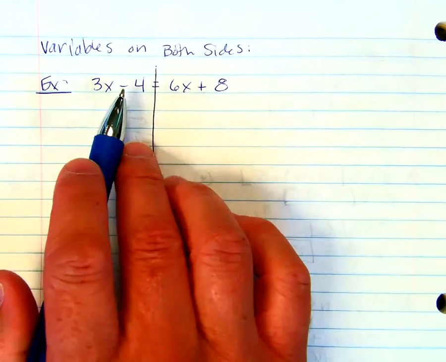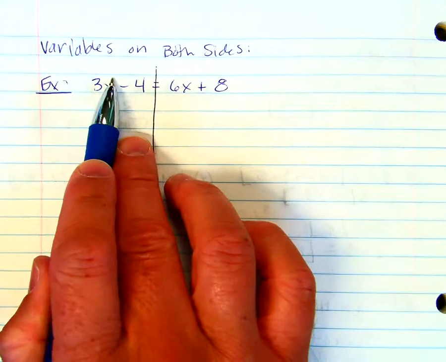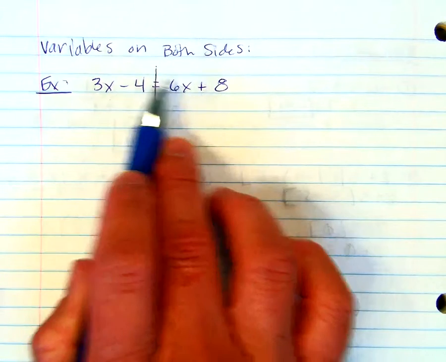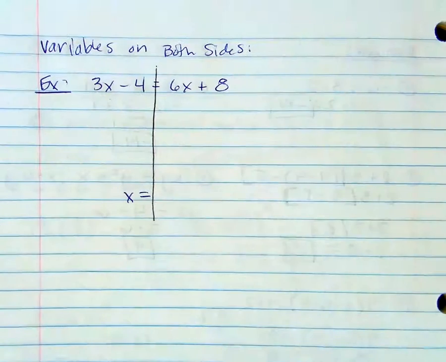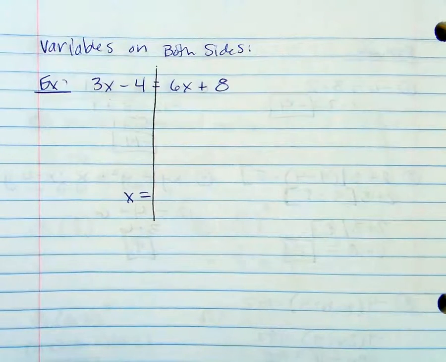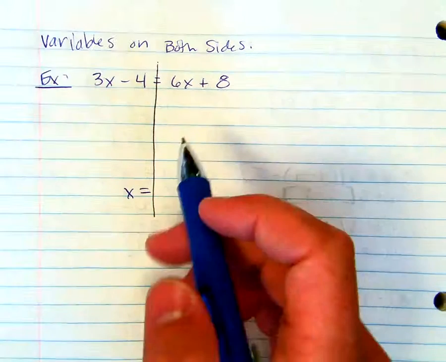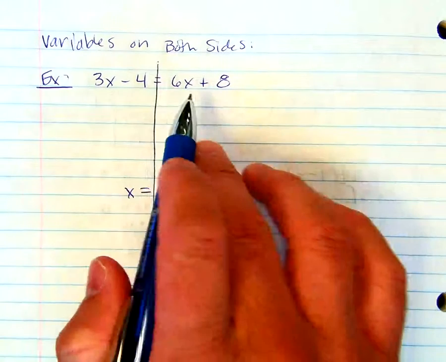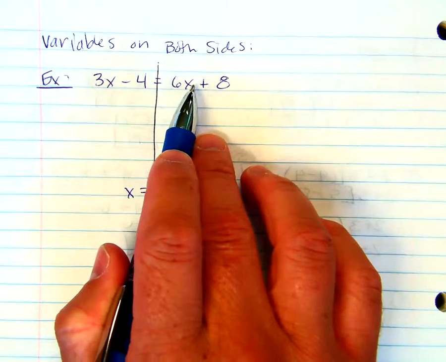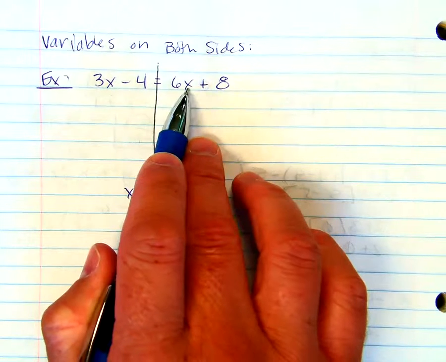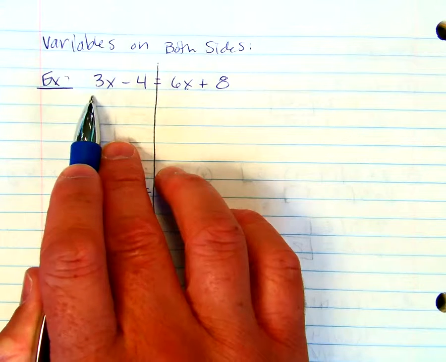It does not matter if you're trying to move the 3x to the right to combine it with 6, or the 6x to the left to combine it with 3. It makes absolutely no difference. You will get the exact same answer either way. For the purposes of this class, I'm going to always do it the same way, just to keep it simple. I'm always going to move all of my variables to the left. So this 6x is going to be moved to the left to combine here.